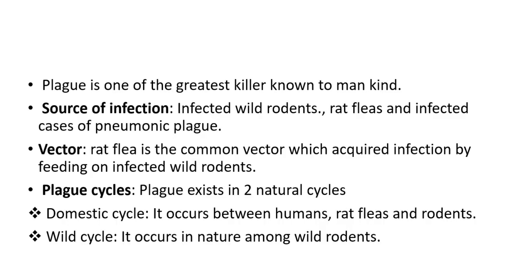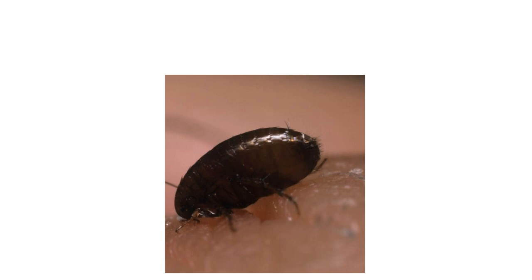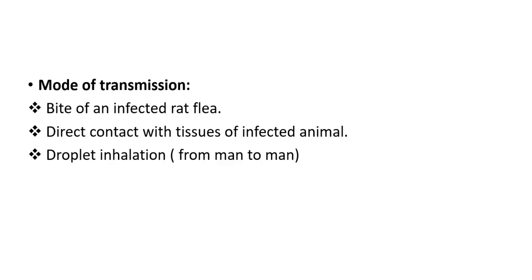So plague exists in two cycles. One is the domestic cycle, which occurs between humans, rat, flea, and rodents. The other is the wild cycle, which occurs in nature among the wild rodents. So this is the picture of the rat flea, which feeds on the infected rats and transmits infection to human beings.